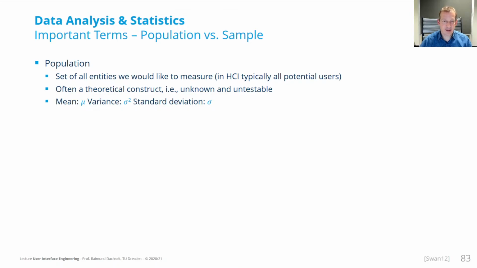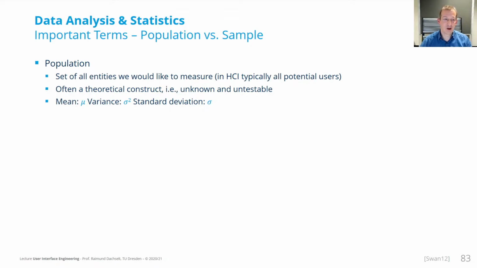Some terms at the beginning. So population versus sample. The population is the overall set of entities we would like to measure. So in HCI, this is a user typically, and a user in that case, in terms of a population, will be the entirety of all potential users. And this is, of course, a theoretical construct, because we do not know every user who will ever use a particular mouse we want to test in our study now.